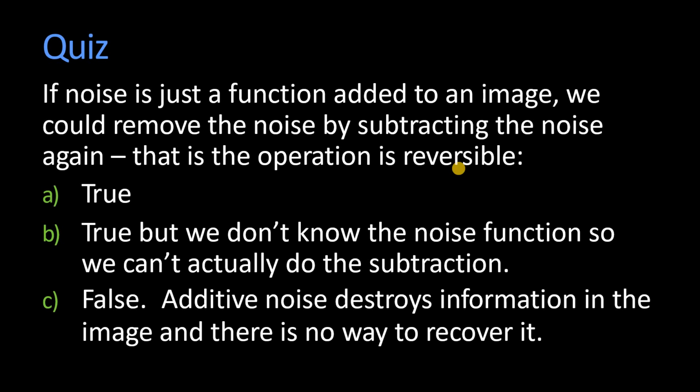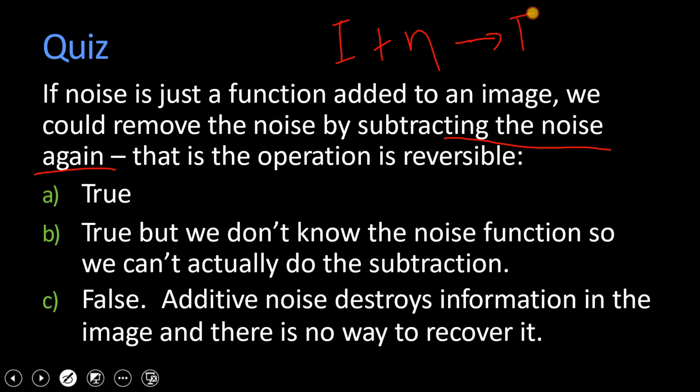So here is another quiz that you can expect for your exam. If noise is just a function that is added to an image, remember in the previous example we saw there is an image, you add a noise, okay? If it's just a function that we have added, we can remove the noise by subtracting the noise again, isn't it? That means the operation is reversible. So this is an image I plus noise, it gives us I prime. What they want to say is that we can just subtract the noise from I prime, then we will get our original image, I.